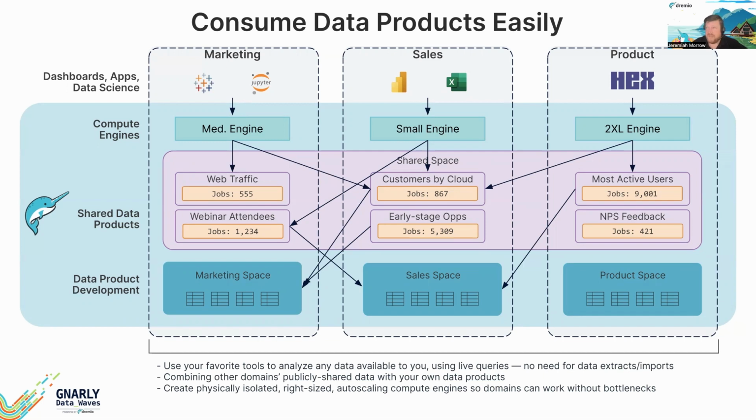So really easy to see in this example how you could get a quick customer 360 from marketing data, whether it's web traffic or webinar attendees, and how those customers are converting via early stage opportunities. Or what clouds they're using, and then using product information to understand who's really active and what their feedback is from an NPS standpoint. And so that's a customer use case, and all of that data can be joined and queried by anyone in marketing, sales, or product.